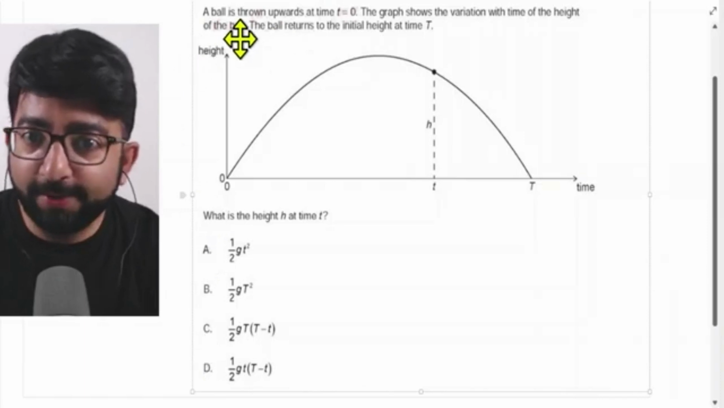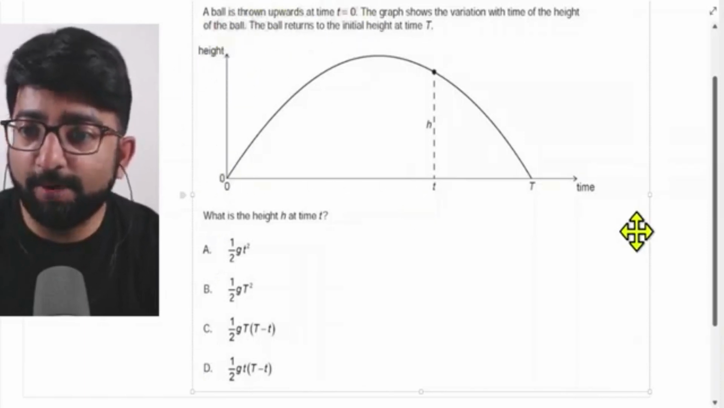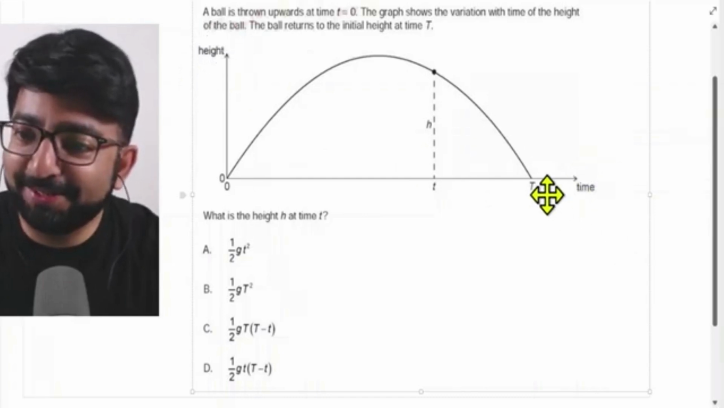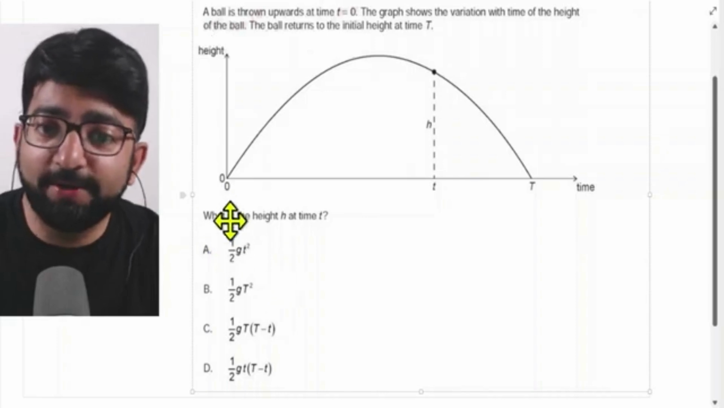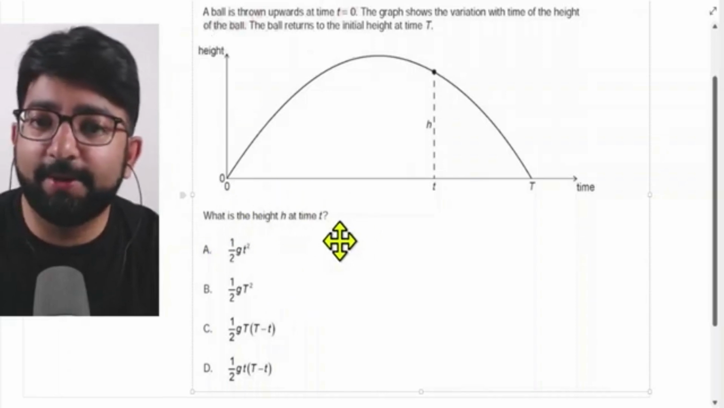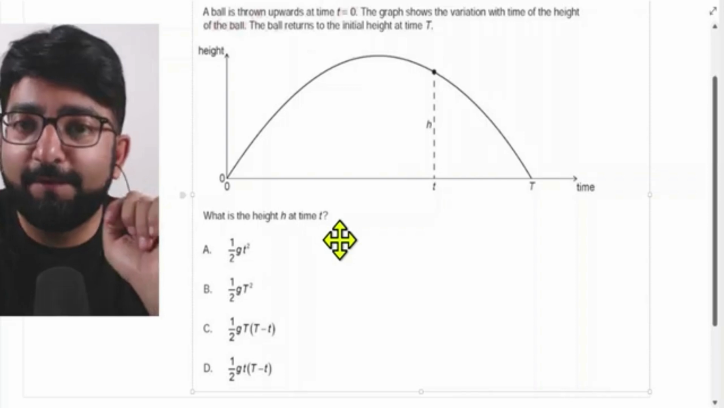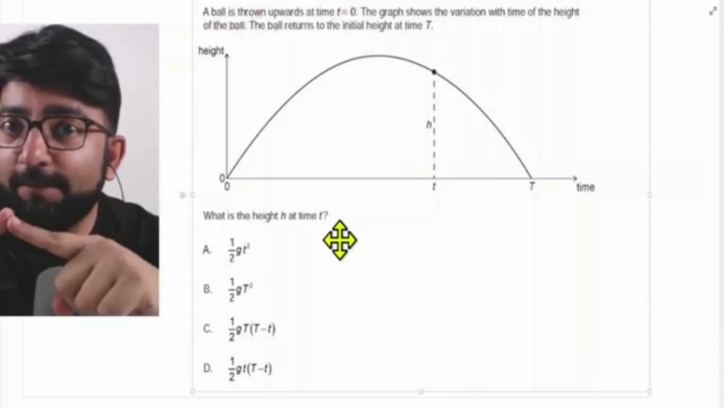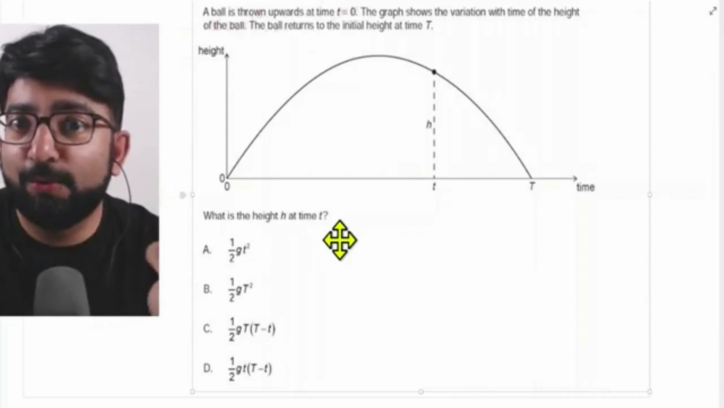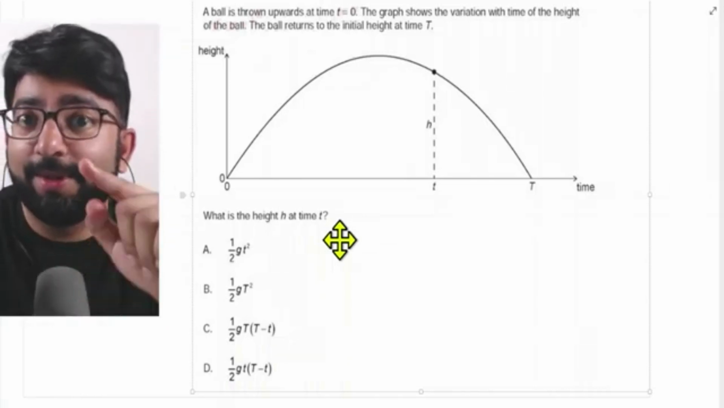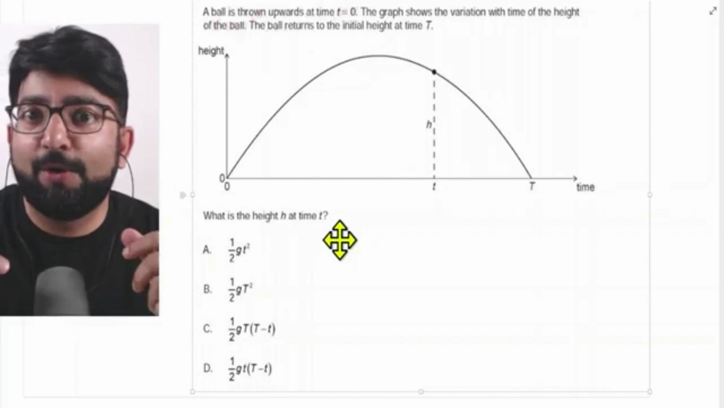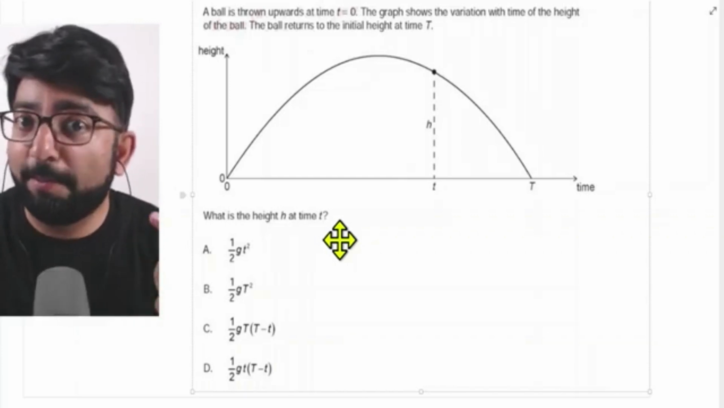So here we have a ball which is thrown upwards, and the graph is between the height traveled by the ball and the time. So the x-axis is time and the y-axis is the height covered by the ball. And we need to find the height at a particular time t. So now there are two ways of solving this question. The first method which we are going to do is a smart method. So in an exam situation, we will try to get to the answer without going into calculations, without using any formula. So how does that method work?